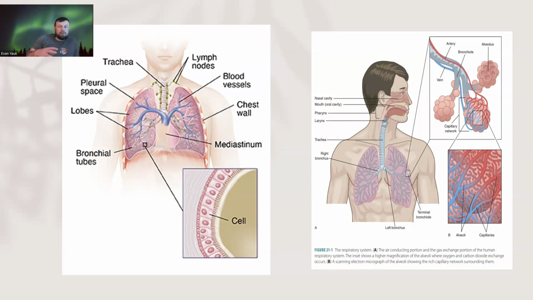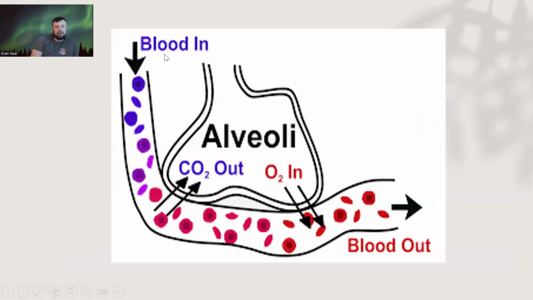So the alveoli are surrounded by capillaries. It's a capillary bed around each alveoli, and you can see right here in this bottom right picture, the alveoli and the capillaries. This line with the red and blue in it, that is a capillary. That is a vessel. And you'll see, blue is CO2 and red is rich oxygenated blood.